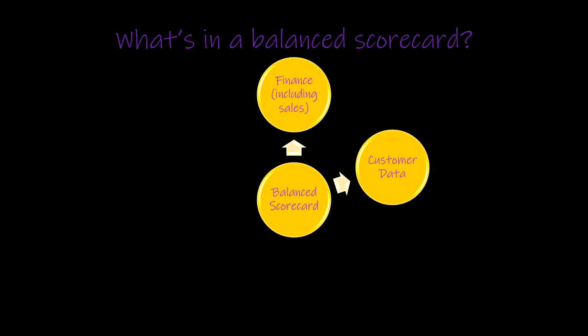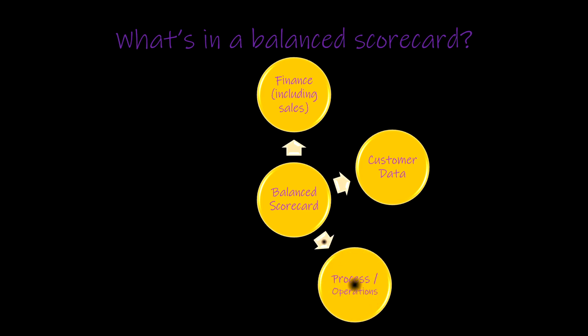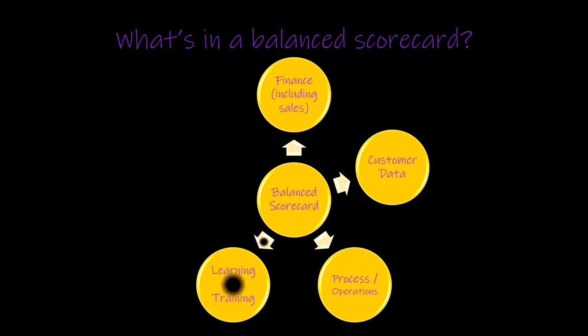And customer data can come from letters and feedback that are provided by customers. Customer data can come in the forms of surveys that are completed. We'll also look at process and operations data, as well as sometimes there's learning and training data included in the balanced scorecard. Now that's a little less common than some of the other points that we talked about before, but it does show up there on the balanced scorecard from time to time.